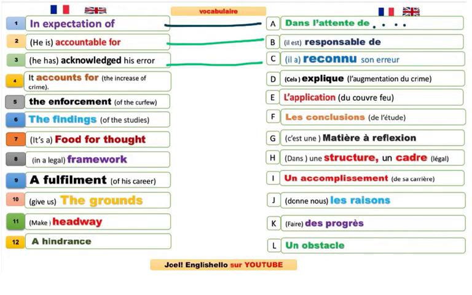It accounts for. Cela explique. That accounts for the increase of the crime. Cela explique l'augmentation des crimes, le chômage, la violence, bref.